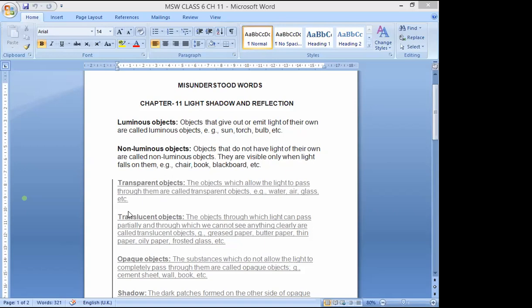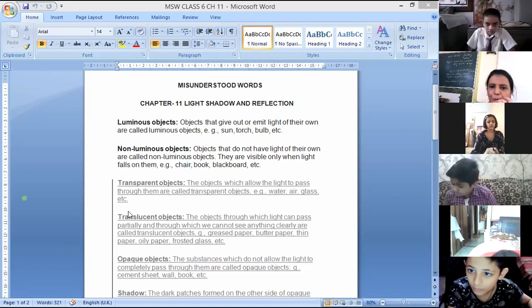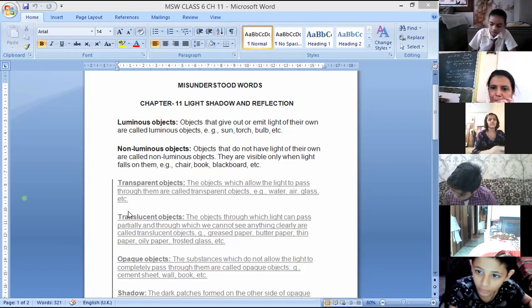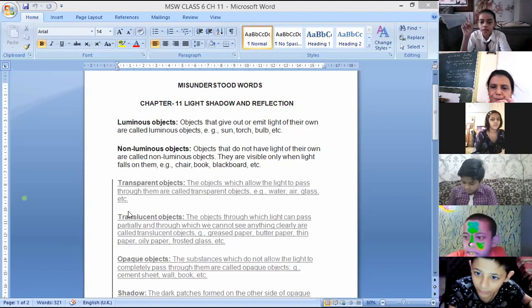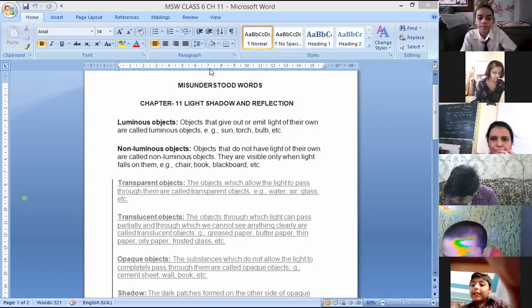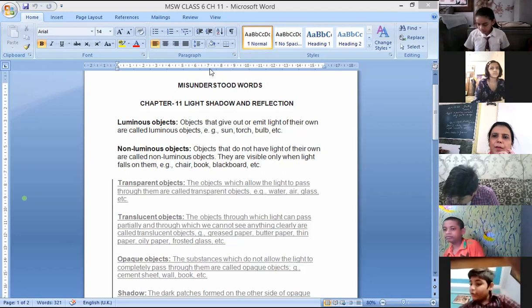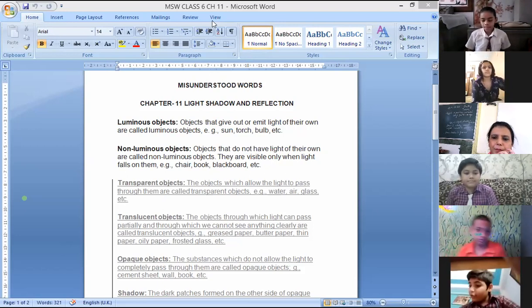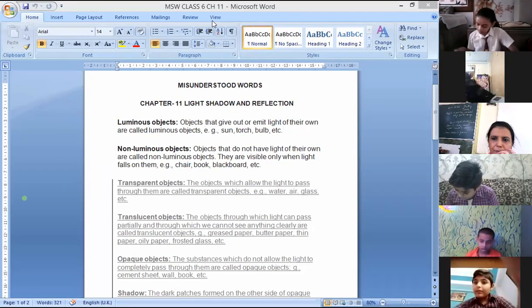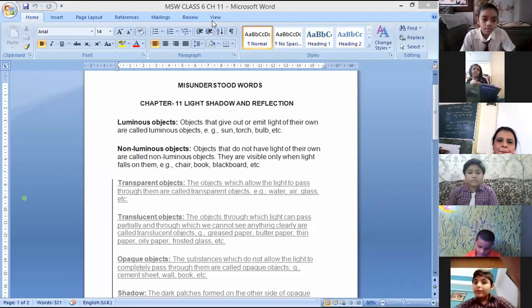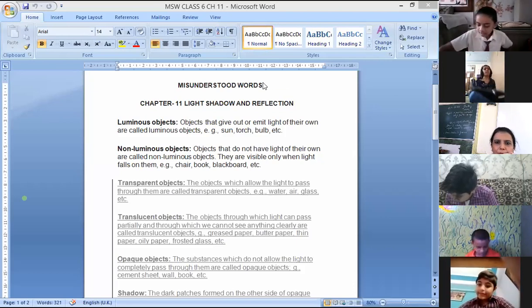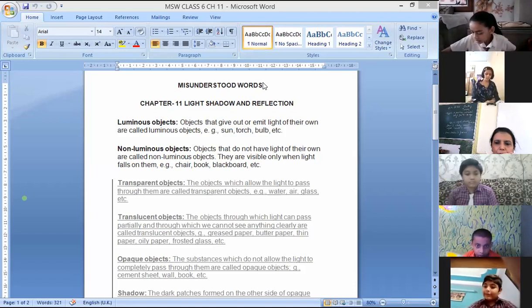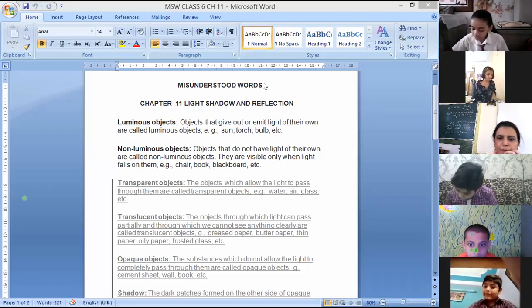Next comes a transparent object. So what do you mean by transparent objects? Yes, Chitra. The materials allow light to pass through them. Yes, Chitra, explain again. Ma'am, it is allowing light to pass through it and is called transparent.